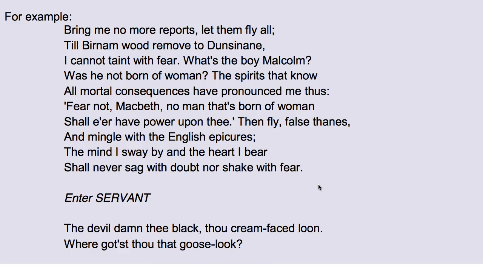Well, hopefully from that reading you've picked up a sense of Macbeth's anger, but also a sense that he's trying to talk himself up into courage and deny his own fear. Well, let's see what the examiners point us towards in terms of context.